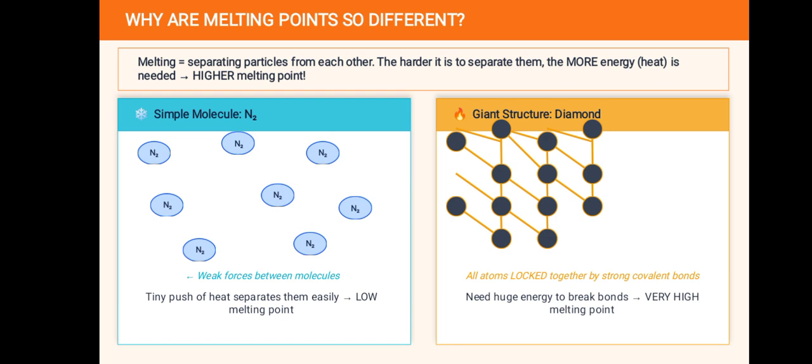For diamond, every carbon atom is locked into the giant network by 4 strong covalent bonds. Imagine trying to remove one brick from a wall where every brick is cemented to 4 other bricks in every direction. You would need an enormous force. The same thing applies here. Breaking all of those bonds needs enormous energy, so their melting point is very high.